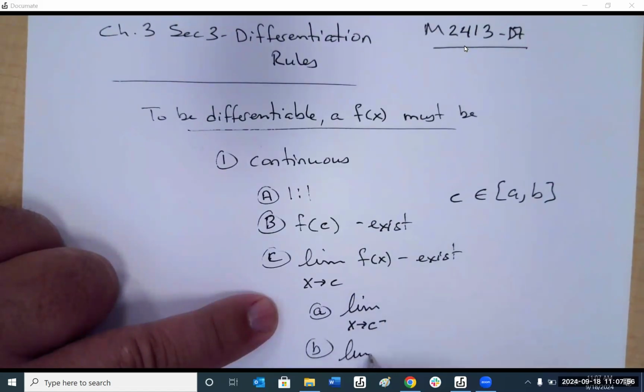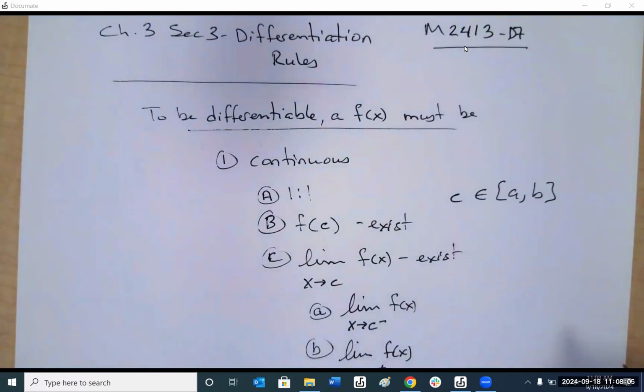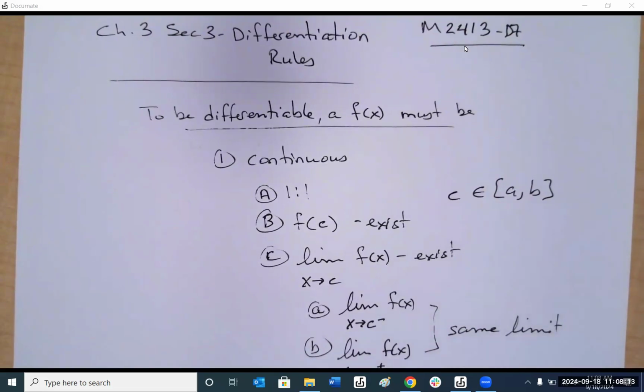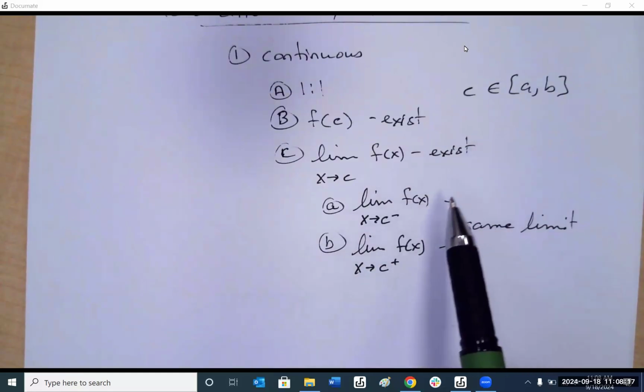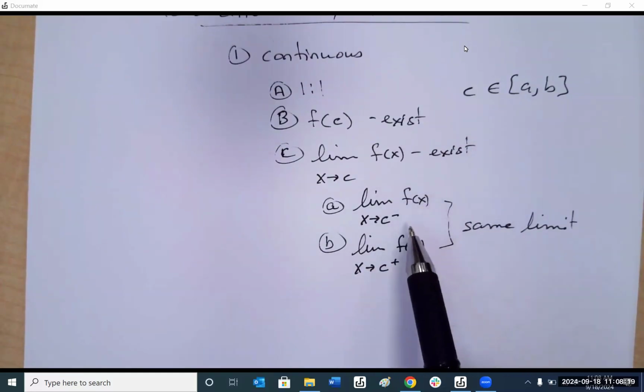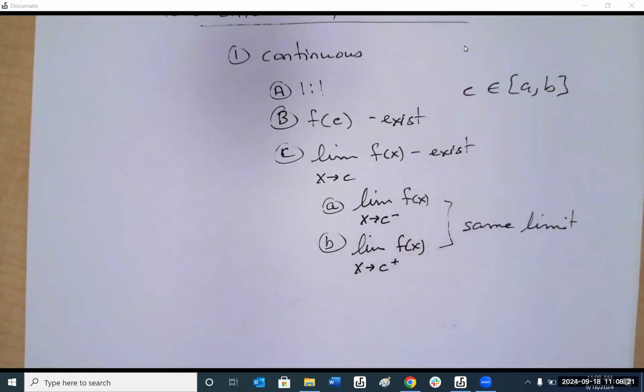The limit has to exist from both directions. And they have to be the same limit. So for the limit to exist, we have to check one-sidedness. Does it exist going from the left? Does it exist going from the right? And are they the same value?